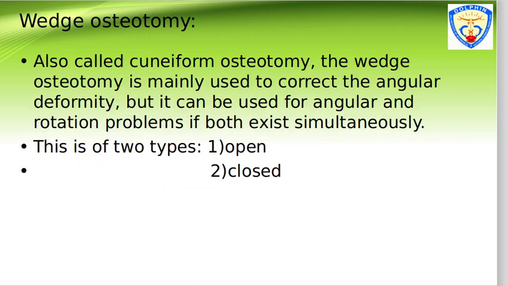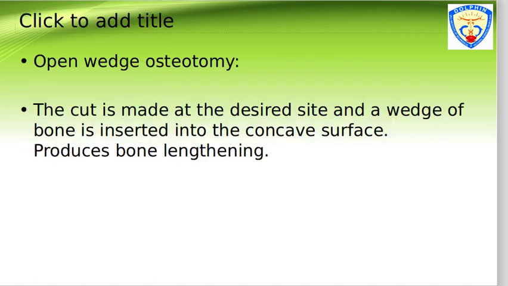Next is wedge osteotomy, which is the most common, and this is also called cuneiform osteotomy. The wedge osteotomy is mainly used to correct angular deformities, and these are the main deformities, but it can be used for angular and rotation problems if both exist simultaneously. And then again, wedge osteotomy is of two types. One is open wedge osteotomy and the second is closed wedge osteotomy.